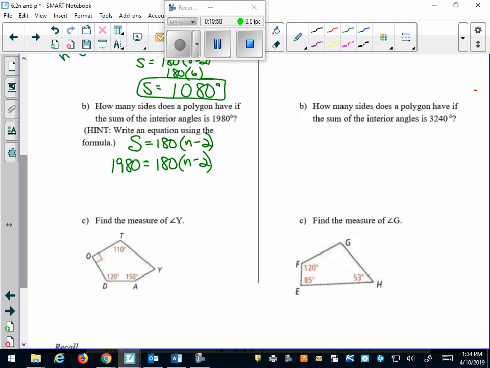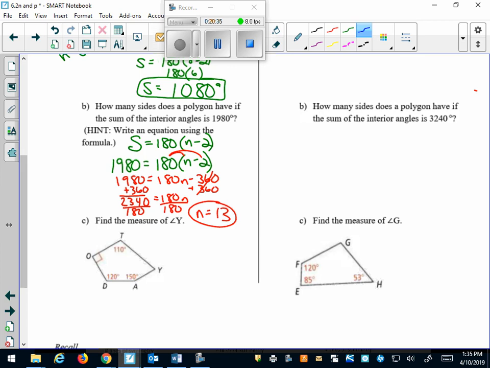Okay. I am going to distribute first. 180n minus 360 equals 1980. Add 360 to both sides. Divide by 180, and n equals 13. All right, let's compare that to if we had divided by 180 first, which is also correct.